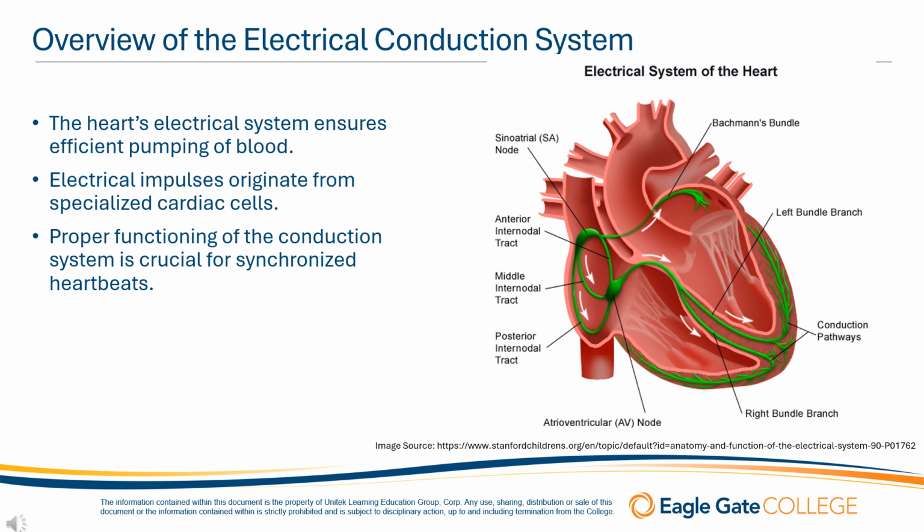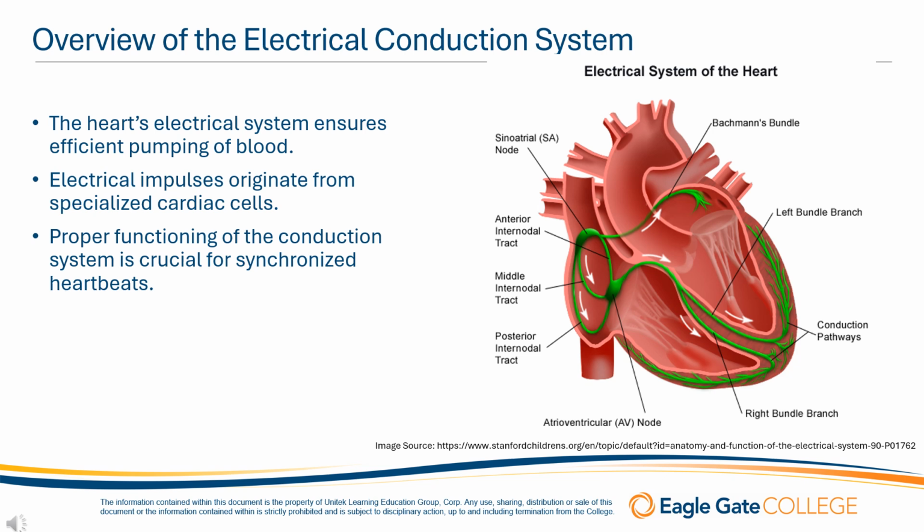The heart pumps blood to deliver oxygen and nutrients to every cell in the body. To do this effectively, it needs to contract in a very specific, coordinated manner. This is where the heart's electrical system comes into play. The electrical impulses that travel through the heart ensure that the atria, the upper chambers, and the ventricles, the lower chambers, contract in a synchronized way. This coordinated contraction is what keeps blood moving efficiently from the heart to the rest of the body.